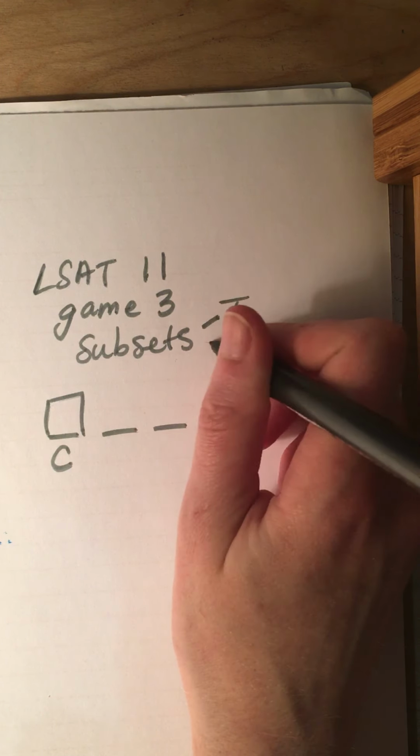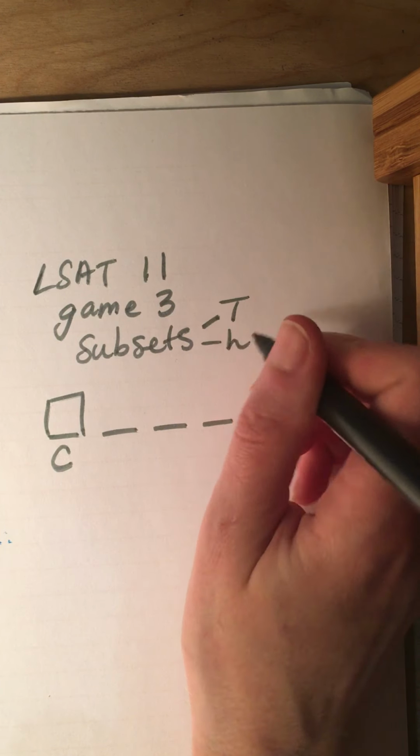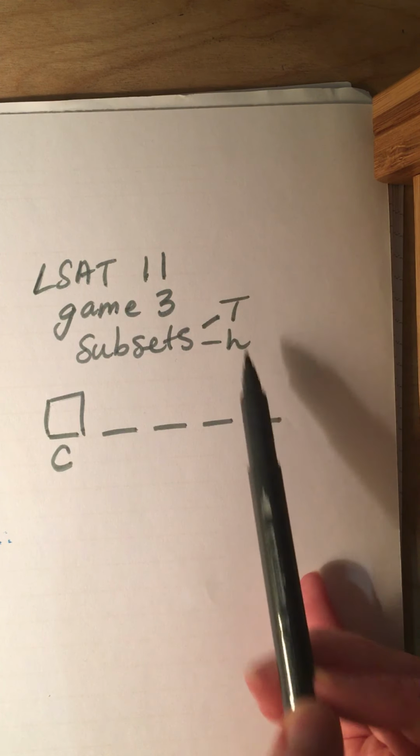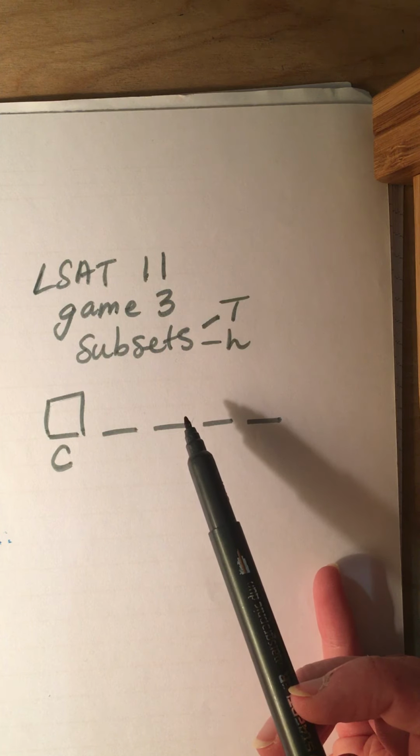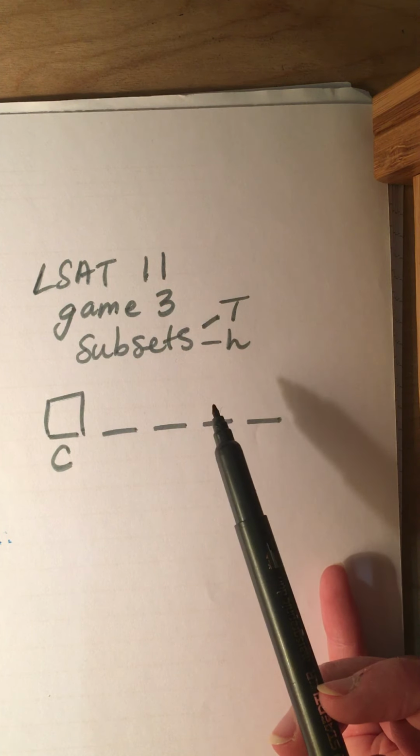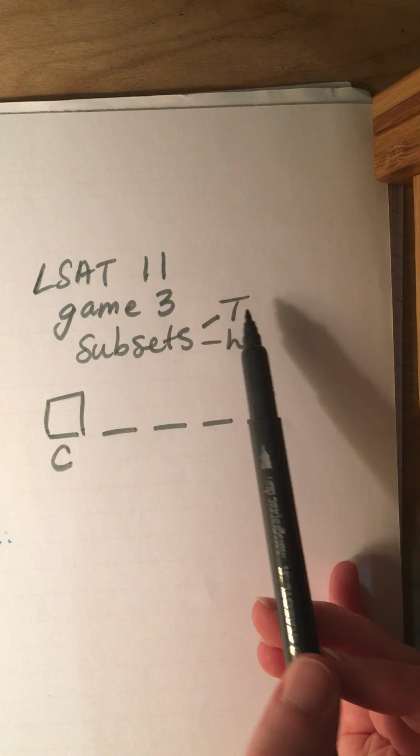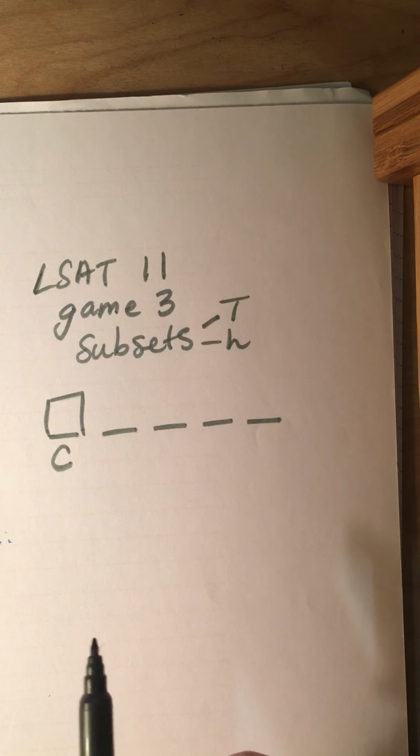And usually when I have subsets, I like to just sort of use different fonts or different scripts for the groups. So for the tenant group, I'm going to use capital letters, and for the homeowner group, I'm going to use lowercase letters.